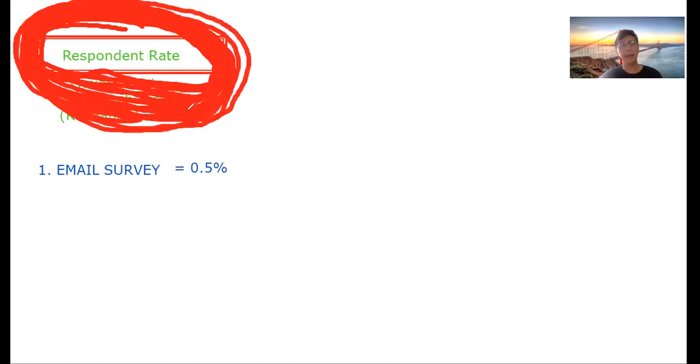Make it clear. For an email survey, you get 0.5% only. You send 100, you may not get back any. You send 200, you get back 1 only. This is the pattern of the market.